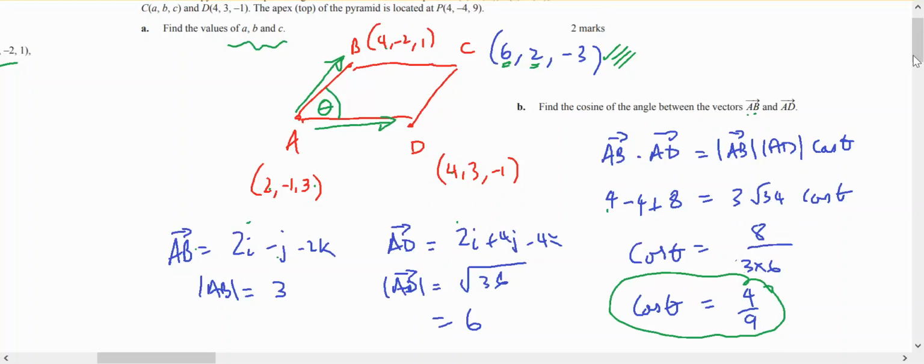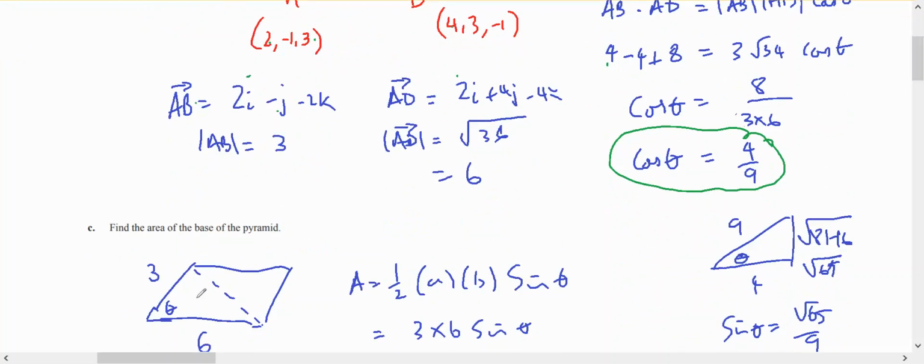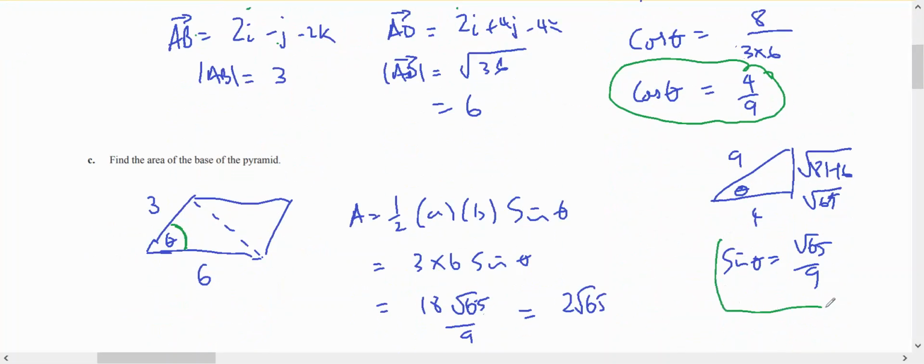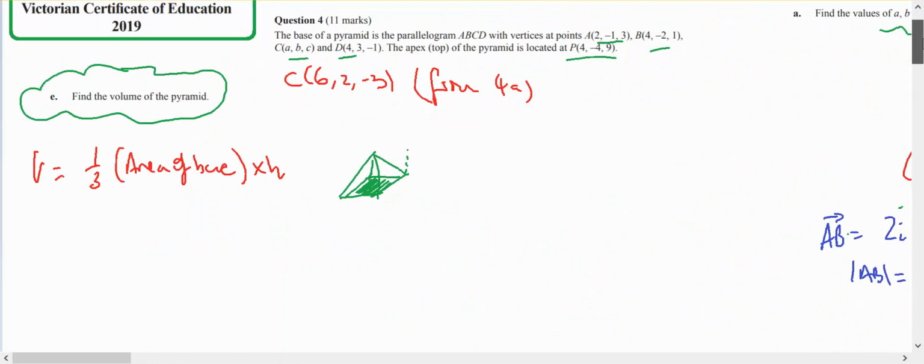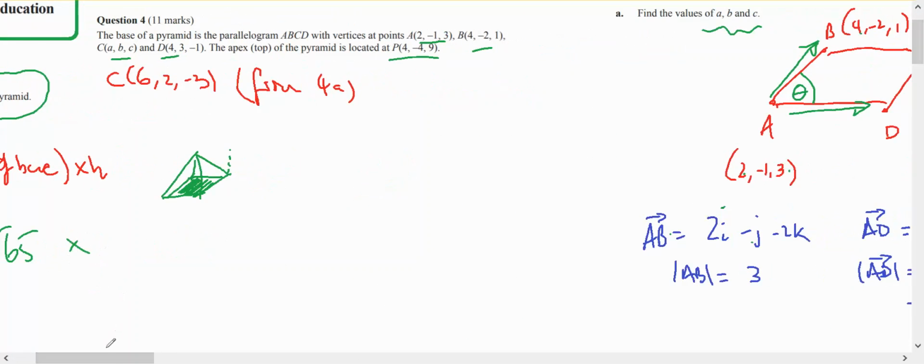The reason we've done that is the next part of the question asks for the area of the pyramid. And this is the angle that they just asked me to find the cosine of. Then the sine of it's going to be √65 on 9 using this triangle. And the area of a triangle, so if I take that triangle, it's a half times A times B times the sine of the inside angle. But because I've got 2 of them for my parallelogram, it's going to be 3 times 6 times the sine of theta, which gives me 2√65. So if I come over here, my base is 1/3 2√65. And now I need to find the height.